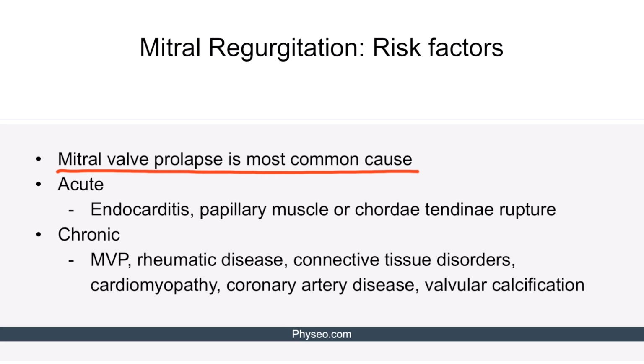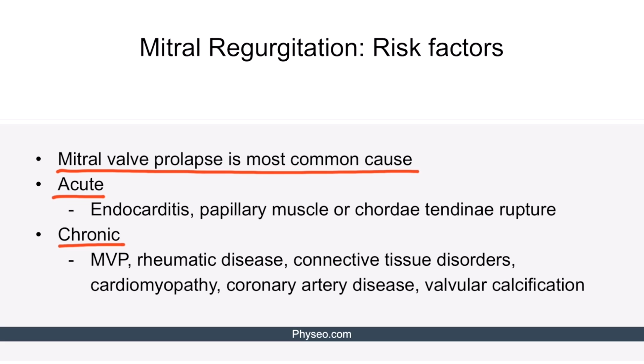It is important to note, acute and chronic typically have different causes. Acute mitral regurgitation is caused by infective endocarditis, papillary muscle or chordae tendineae rupture, likely in the setting of previously damaged cardiac tissue, while the chronic condition is caused by prior mitral valve prolapse, rheumatic disease, connective tissue disorders, and cardiomyopathy, causing dilation of the annulus.